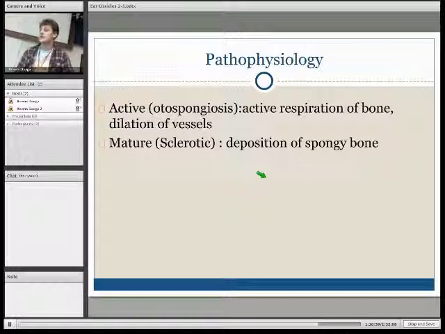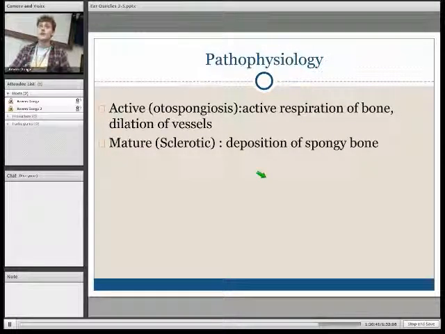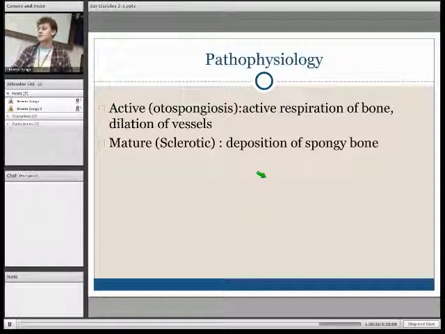And there are two stages in the development of it. First is the active stage, where we get the breakdown of the pre-existing lamellar bone that you'd find in a normal healthy stapes, which moves on to the mature stage, where you get the deposition of spongy bone, which restricts the movement of the stapes, giving the clinical presentation.